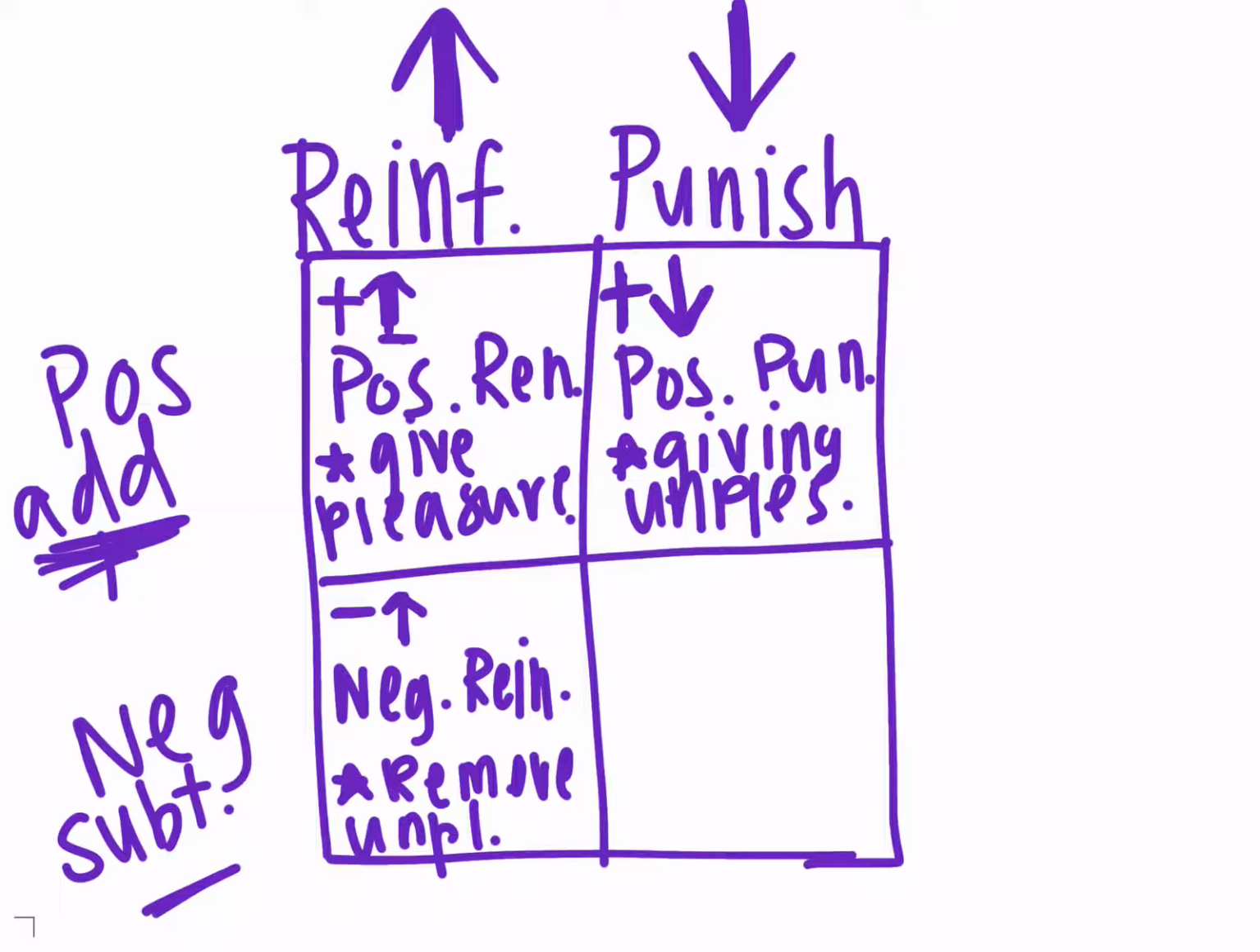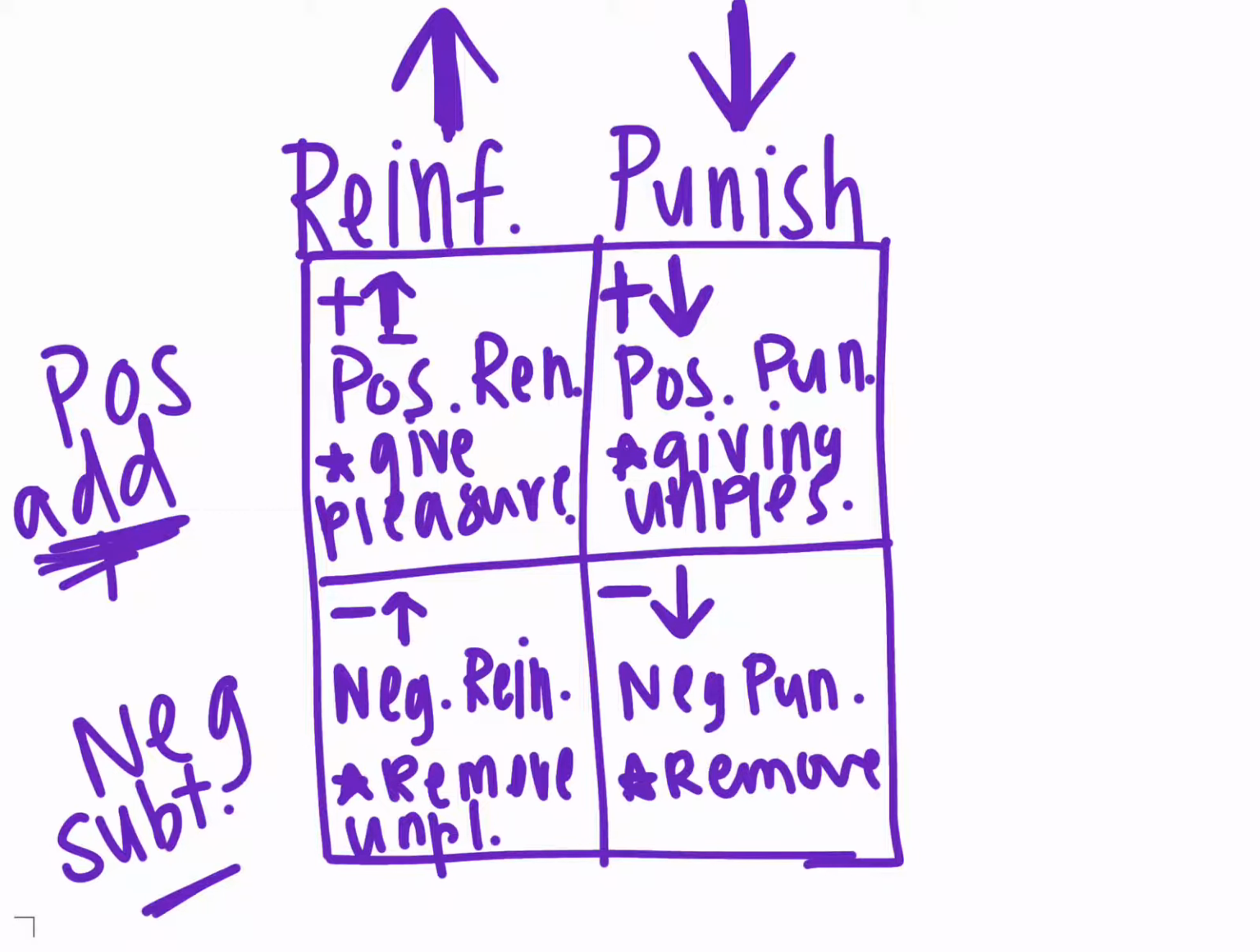So then you could also do the same thing with punishment. You can take something away to decrease behavior. If you're wanting to take something away to decrease a behavior, you might say you could take someone's cell phone. So if you are having negative punishment, sorry about that, you are taking away someone's cell phone as a consequence of them texting and driving. You are removing a pleasant stimulus.